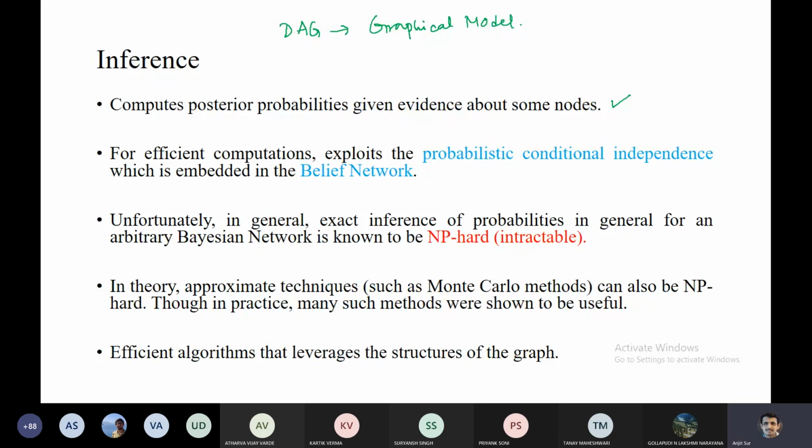So in theory, approximate techniques such as Monte Carlo methods are also NP-hard, but sometimes there's a useful application. Efficient algorithms leverage the structure of the graph. In this way, from these graphical models, we can infer something. In most cases, it is out of the scope of this course, because then we have to go into how to do the graphical model.